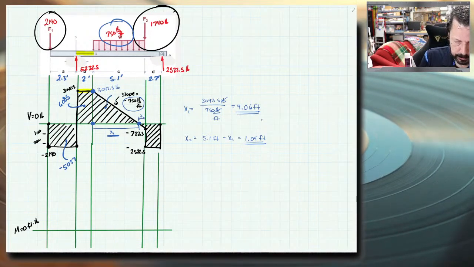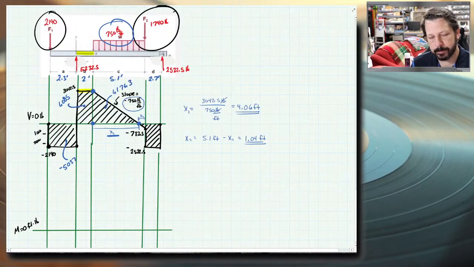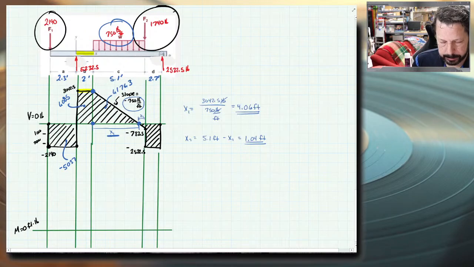So the area of this triangle has a height of 3042.5, a base of 4.06. It is a triangle, so don't forget to divide by 2. It's still positive. I'm running out of room to write things. We'll just erase that. 6176.3. I rounded a little bit there, so we'll have a little tiny error at the end.